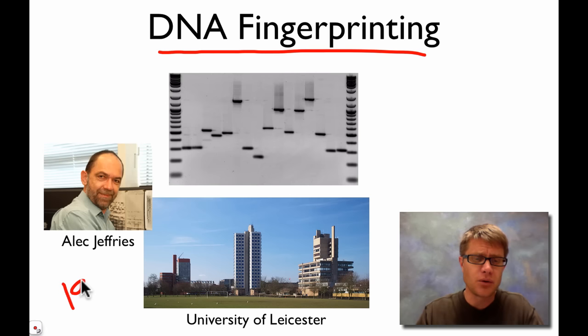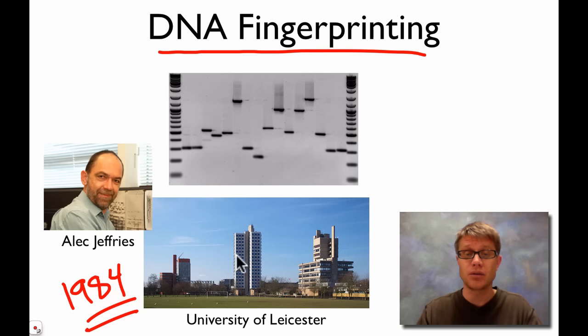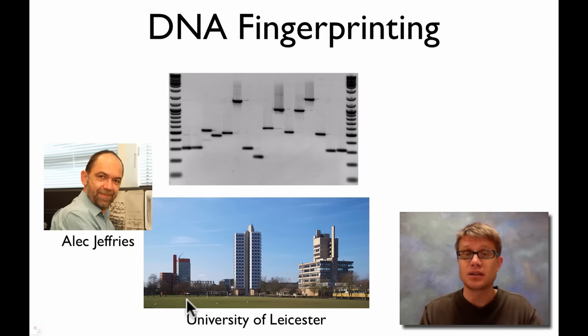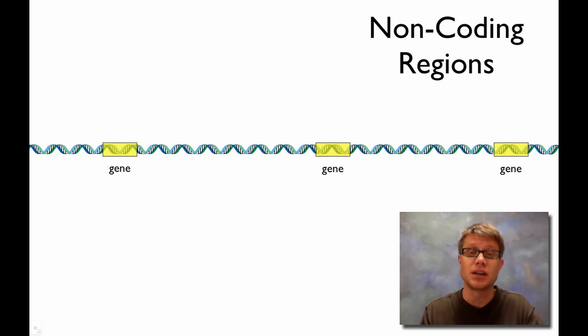This is around 1984. And basically for the next 3 years, all DNA fingerprinting on the planet went through this university. And so eventually it was privatized and this is everywhere. And it'll probably eventually be replaced by just DNA sequencing all the letters in DNA.